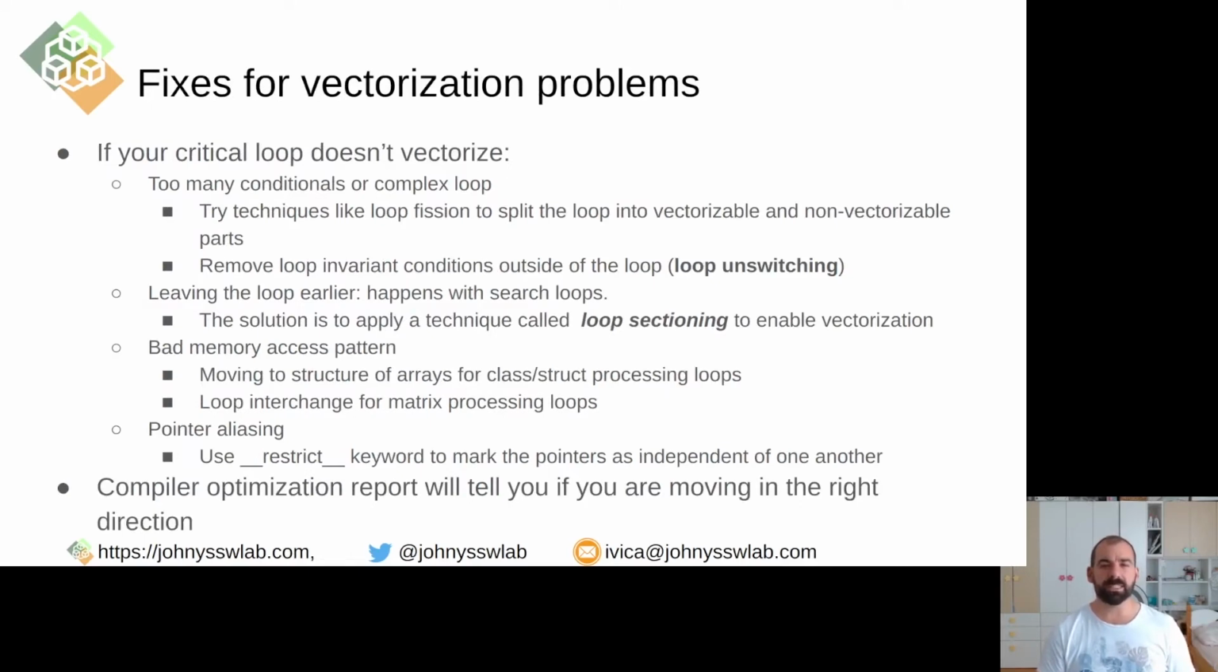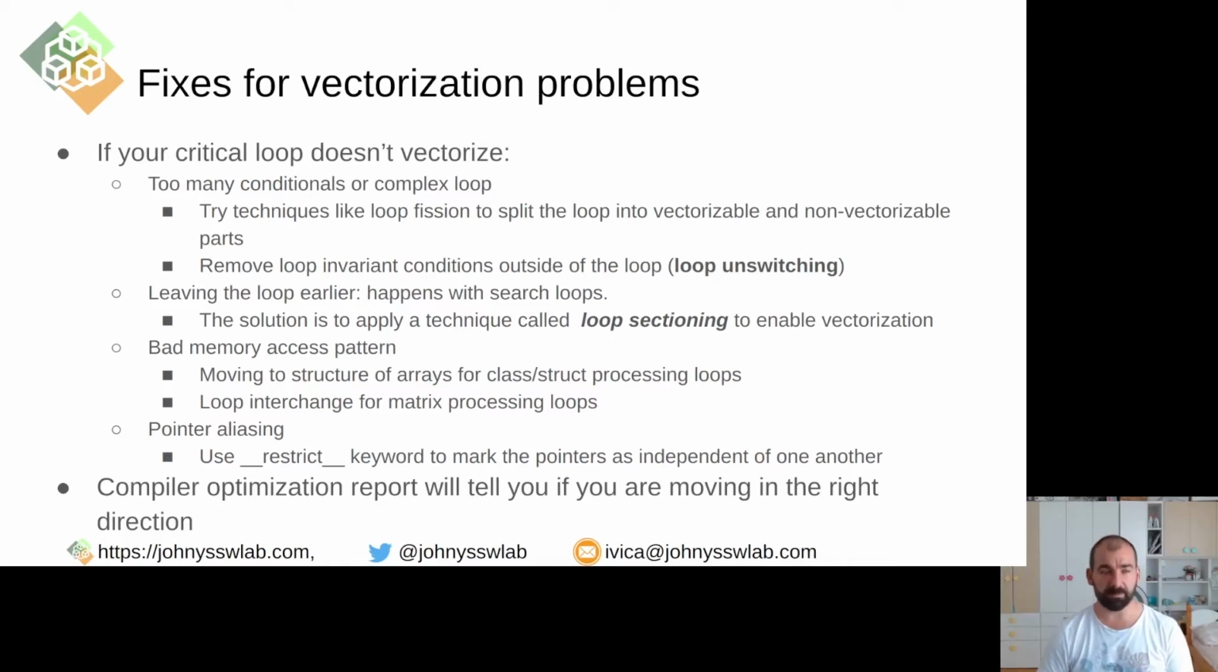If your critical loop doesn't vectorize, you can try things to fix it. For example, if the loop doesn't vectorize because it has too many conditionals or it's too complex, then you can split the loop into 2 loops, one which is vectorizable and one which is not. Also, if you have a condition inside the loop which is loop invariant, meaning the condition doesn't change once you enter the loop, it's always true or always false, then you can try an optimization technique called loop unswitching to fix it.